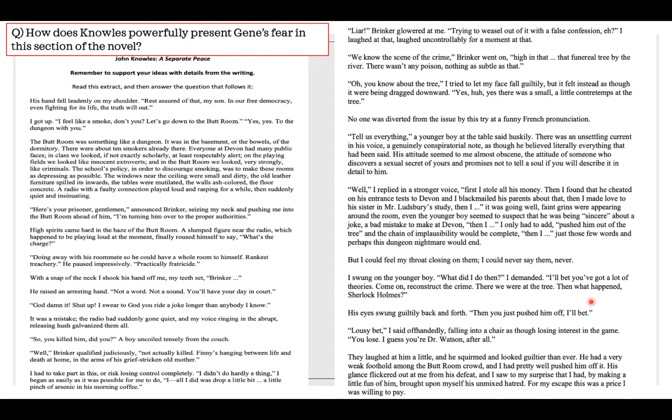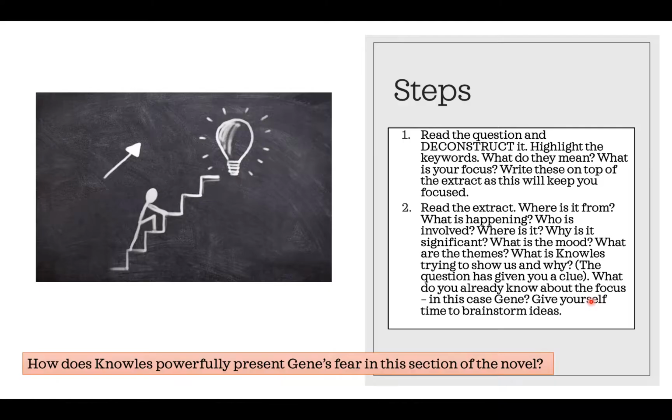Okay, so we're going to have a look at this particular extract that I picked for today. And the question is, how does Knowles powerfully present Jean's fear in this section of the novel? So if you have chosen this in your exam, this is what you'll be faced with. Before we look at the extract, we're just going to go through a few steps in terms of how you respond. So the steps. First of all, read the question.